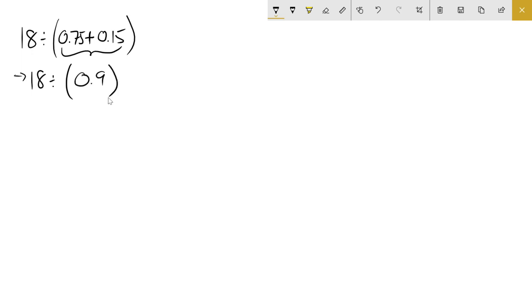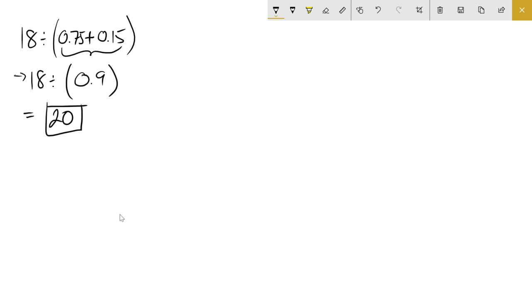The first one I said was, let's say 18 divided by the quantity 0.75 plus 0.15. Order of operations tells us we should do what first? Division or addition? Addition should happen first because it's inside the parentheses. So the 18 will stay there, and 0.75 plus 0.15 is 0.9. At that point you just pull out your calculator: 18 divided by 0.9. What does that give us? 20? Yeah, it's 20 even.